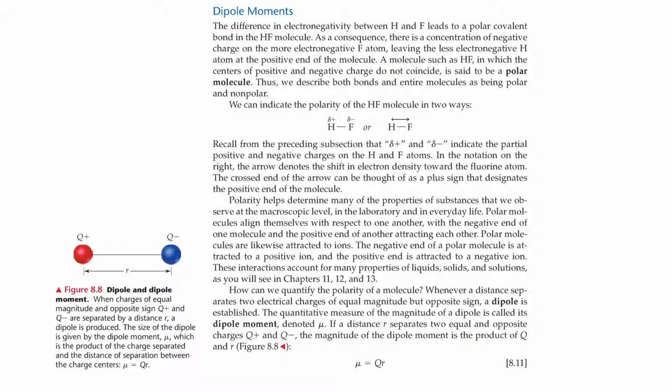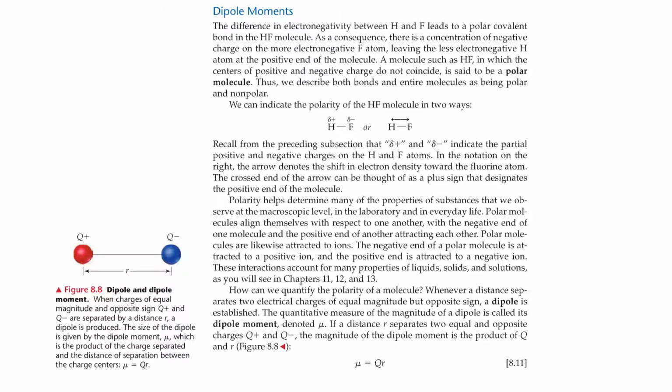Dipole moments. The difference in electronegativity between hydrogen and fluorine leads to a polar covalent bond in the hydrogen fluoride molecule. As a consequence, there is a concentration of negative charge on the more electronegative fluorine atom, leaving the less electronegative hydrogen atom at the positive end of the molecule. A molecule such as hydrofluoric acid, in which the centers of positive and negative charge do not coincide, is said to be a polar molecule.